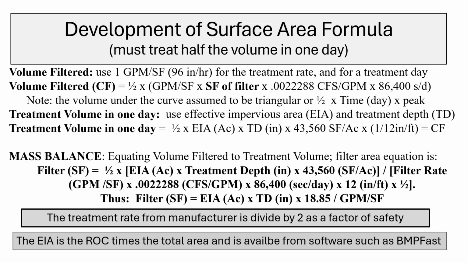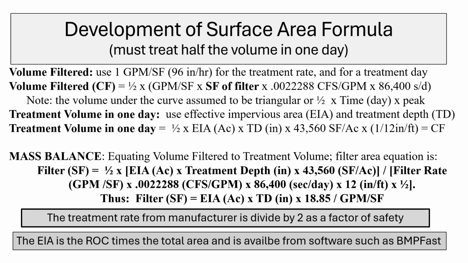The surface area formula for a stormwater filter is derived through a mass balance approach, equating the volume of water filtered in one treatment day to the treatment volume that needs to be processed. Starting with the volume filtered, we use a treatment rate of 1 gallon per minute per square foot, which converts to 96 inches per hour. Because the volume under the storm event curve is assumed to be triangular in shape, we take half the total flow over the course of a day. That gives us the volume filtered expressed in cubic feet as 1/2 times the filter rate times the filter area times the unit conversion of 0.002288 cubic feet per second per gallon per minute times 86,400 seconds per day.